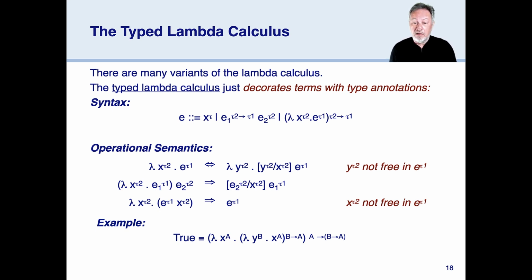Here we have our encoding of the truth value. Remember lambda x, lambda y, returning x. The encoding of true will return the first of two arguments passed in. Notice the types of these things. If x is of type A and y is of type B, then the whole lambda is of type A arrow B arrow A, because the thing that we'll get back in the end is the x, which is of type A.